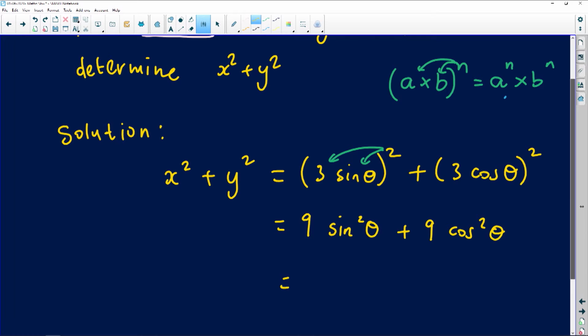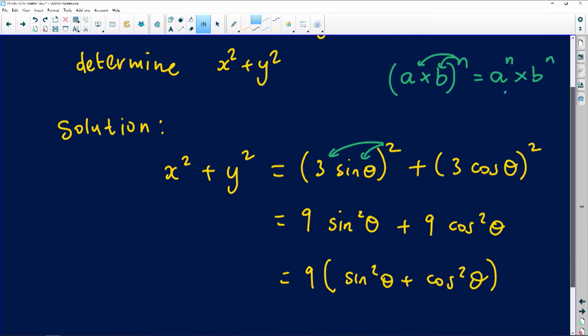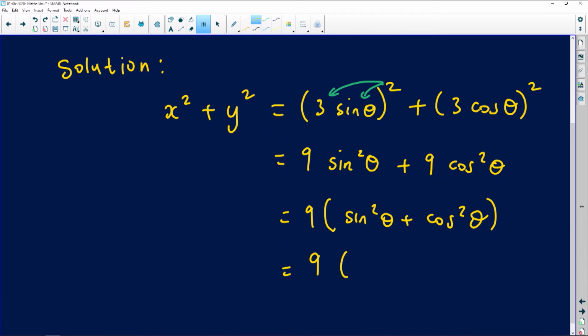Now, I'm going to go back to grade 9 and remember something very beautiful: the squares identity. The squares identity says sine squared plus cos squared is 1. Very simple stuff. But before I do that, there's a 9 here, so I'm going to apply my algebra from grade 9 of common factors. I'm going to factor out the 9. You end up with sine squared of theta added with cos squared of theta. What we have in the bracket is as good as 1, because sine squared plus cos squared is 1, and the value of x squared plus y squared is 9 times 1, which is exactly equal to 9.